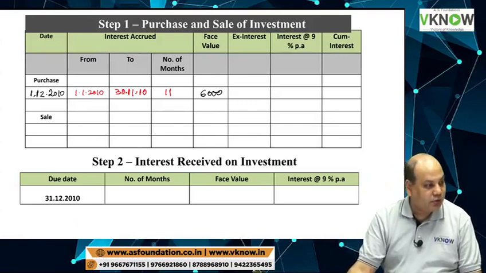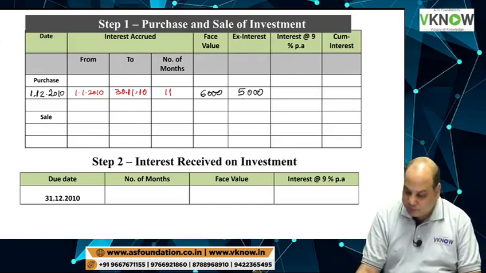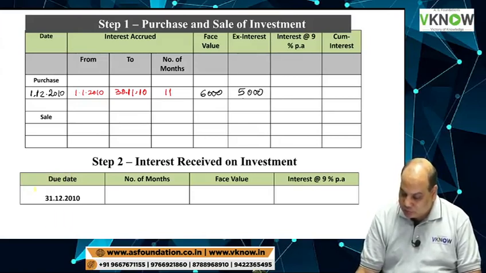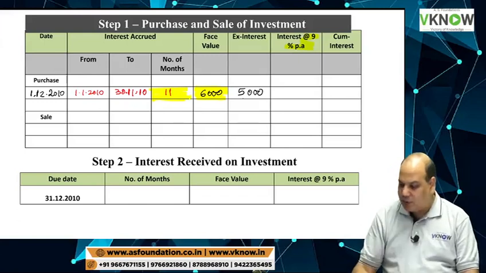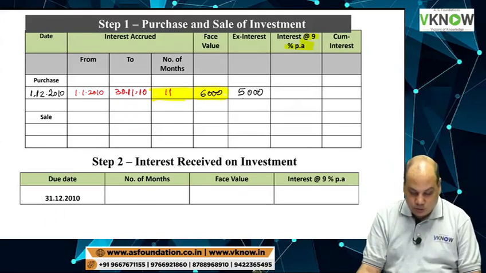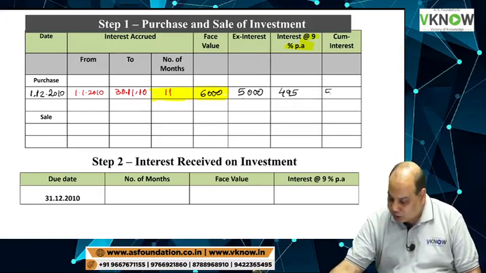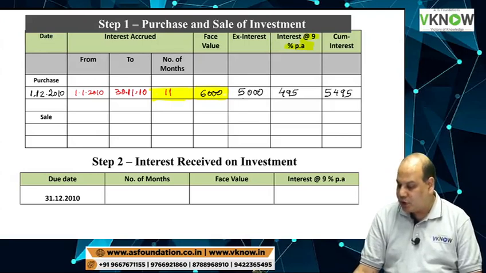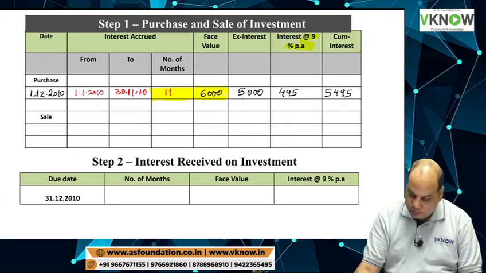Now, next thing is we need to check in the question whether we purchased on ex interest basis or cum interest basis. This was purchased for 5,000 ex interest. It is written in the third line. You have to calculate interest on face value at 9% for 11 months. Multiply 6,000 into 9% into 11 by 12, and that will give you the interest amount. So the interest amount comes to 495. Cum interest amount will be 5,000 plus interest, 5,495.